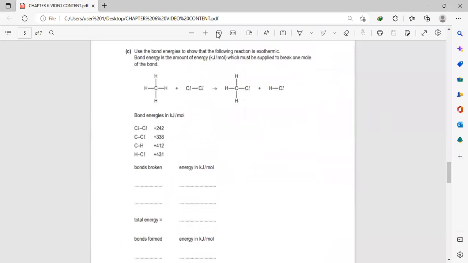Use the bond energies to show the following reaction is exothermic. Bond energy values are given. Bond broken, energy is given, then bond formed. So here you can directly apply. How many CH bonds are there in bond broken? There are 4 CH bonds. 4 into 412. Answer will come 1648.